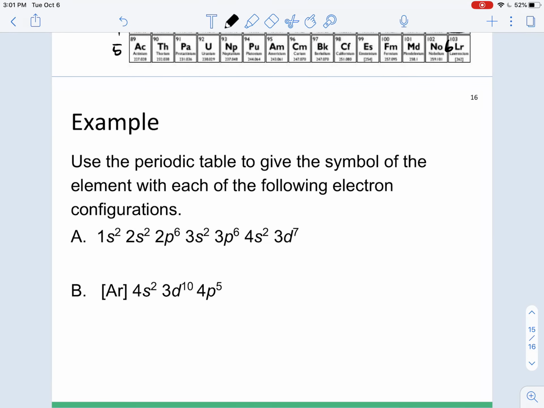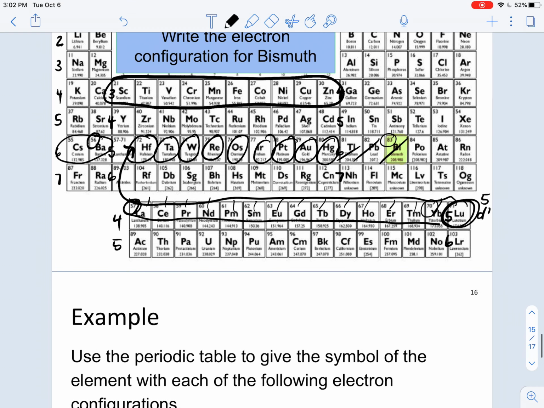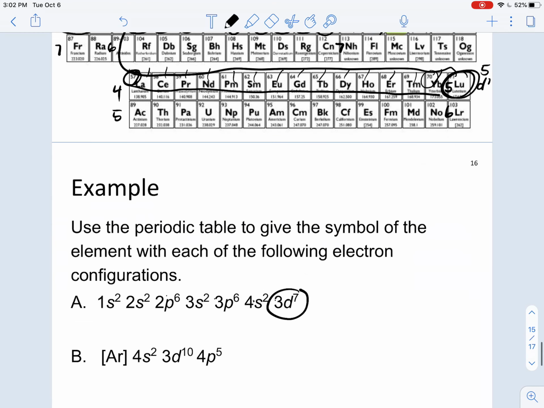So the next slide just has us figure out what element a configuration is given. So first one, 1s2, 2s2, 2p6, 3s2, 3p6, 4s2, 3d7. Usually, if you're trying to find an element, you could just go to the last one. So if we're looking at 3d, they're talking about this row here. So we're looking for the 7th element in 1, 2, 3, 4, 5, 6, 7. We are talking about cobalt.